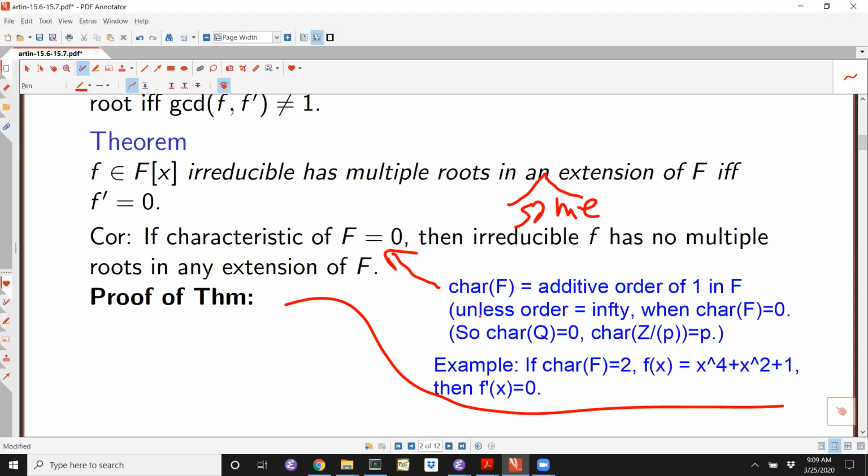So are there any questions about the theorem that an irreducible f has multiple roots in some extension of capital F exactly when f prime equals 0, and the corollary that you never get multiple roots of an irreducible when your field has characteristic 0? Are there any questions about what the theorem and the corollary say before I take a minute and prove the theorem?